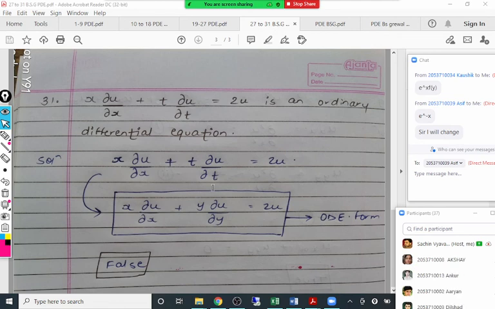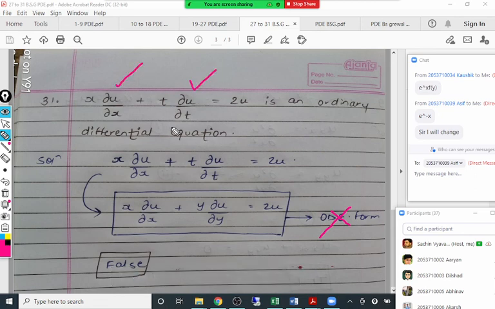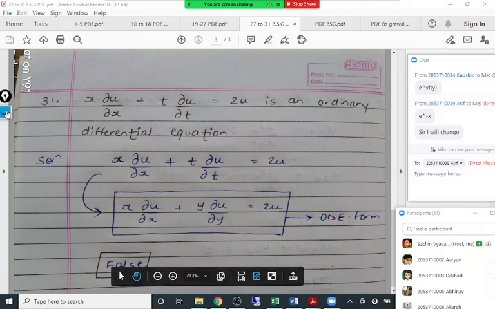Okay, so good. The answer is written correct. It is false only. It is false, but this is not ODE form. By observation only we say it is not ODE, because a partial coefficient occurs there. That's one. Okay, so that's about all the questions.